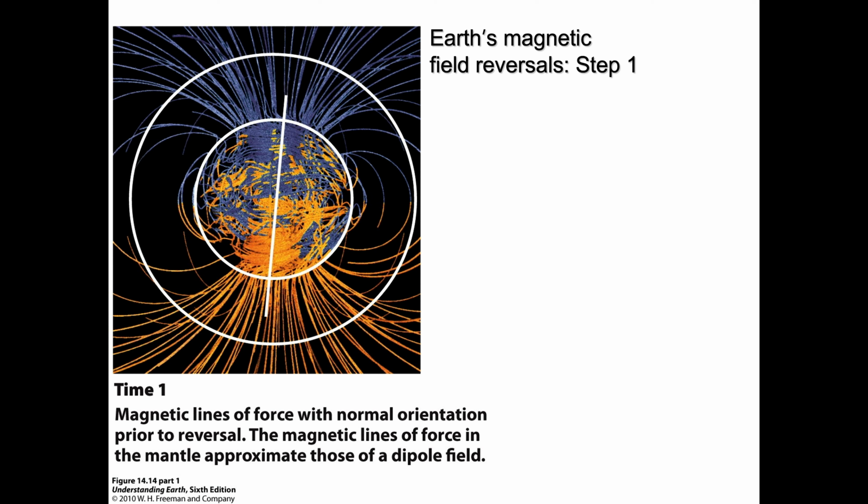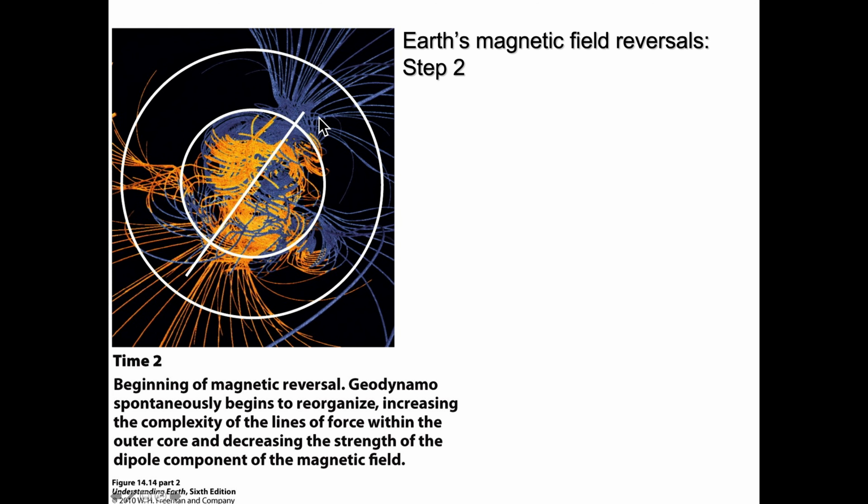When there's a reversal, we'll start out with step 1 here. We see magnetic lines with normal orientation. This is what we observe today. The magnetic lines of force are going to approximate those of the dipole field. So these field lines are going to represent the magnetic field. Essentially, that's what that means.